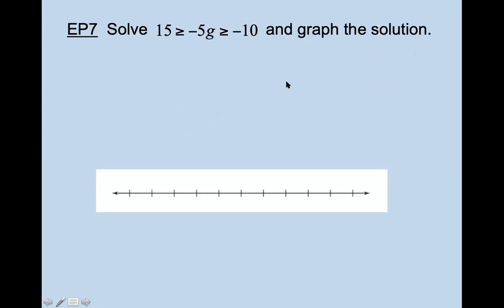Okay, extra practice number 7 says solve 15 is greater than or equal to negative 5g and it's greater than or equal to negative 10, right? Again, this is an and problem. It's kind of an implied and. Let's grab a pen here. Whenever it's kind of smushed all together like this, I like to think of it as being an implied and, because it's in between the two values.